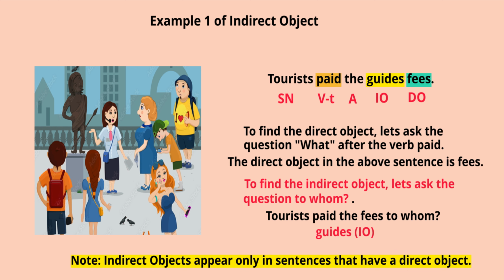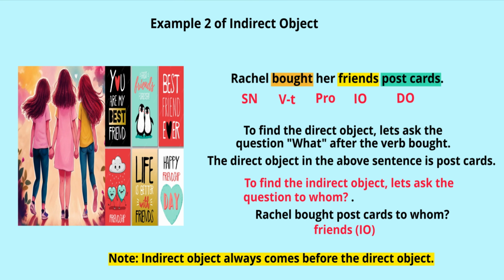And to find the indirect object, now let's ask the question to whom? Tourists paid the fees to whom? They paid the fees to the guide, right? So guide would be the indirect object. Note, indirect objects appear only in sentences that have a direct object and a transitive verb. Let's see the second example.